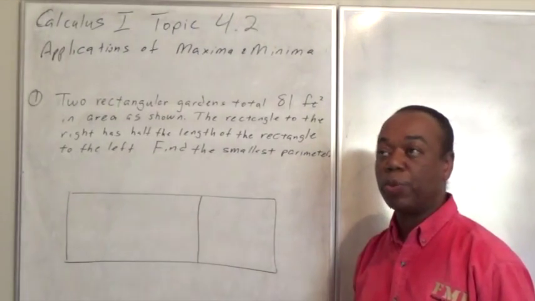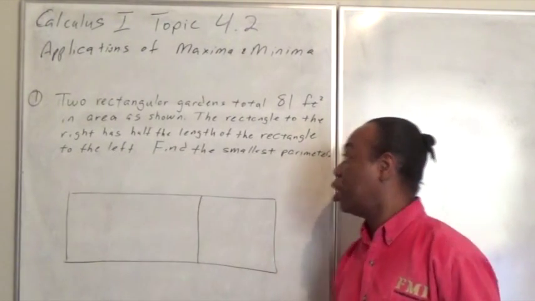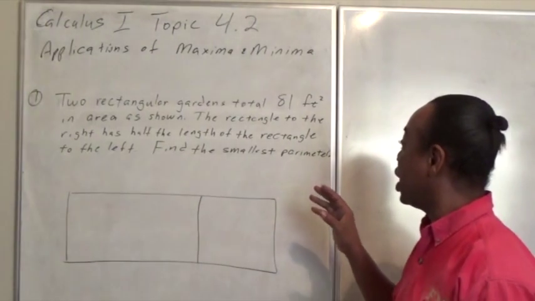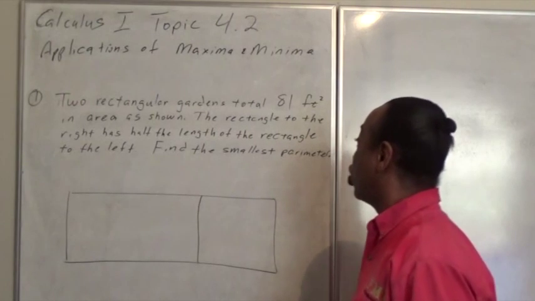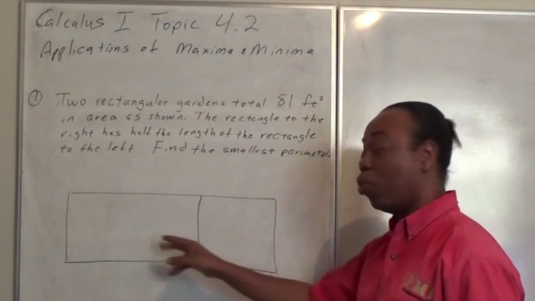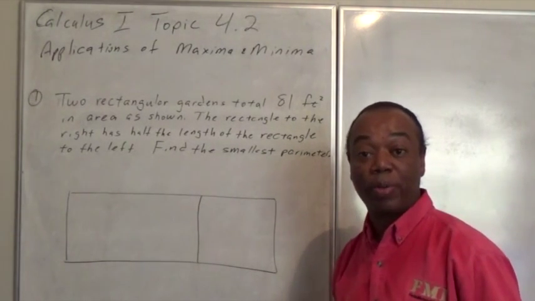Topic 4.2, Applications of Maxima and Minima. Here we have two rectangular gardens with a total of 81 square feet in the area shown. The rectangle to the right here has half the length of the rectangle to the left. We want to find the smallest perimeter.